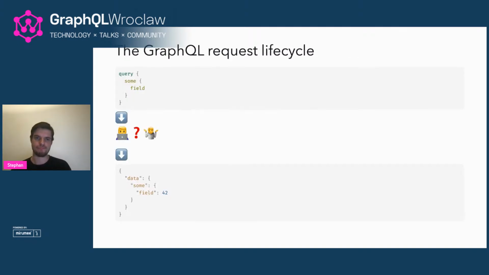So what we will be looking at first is the GraphQL request lifecycle. When we are sending a query, we've just sent this string of text and we get some data back. What is happening in the meantime, and what are the points where it could go wrong?